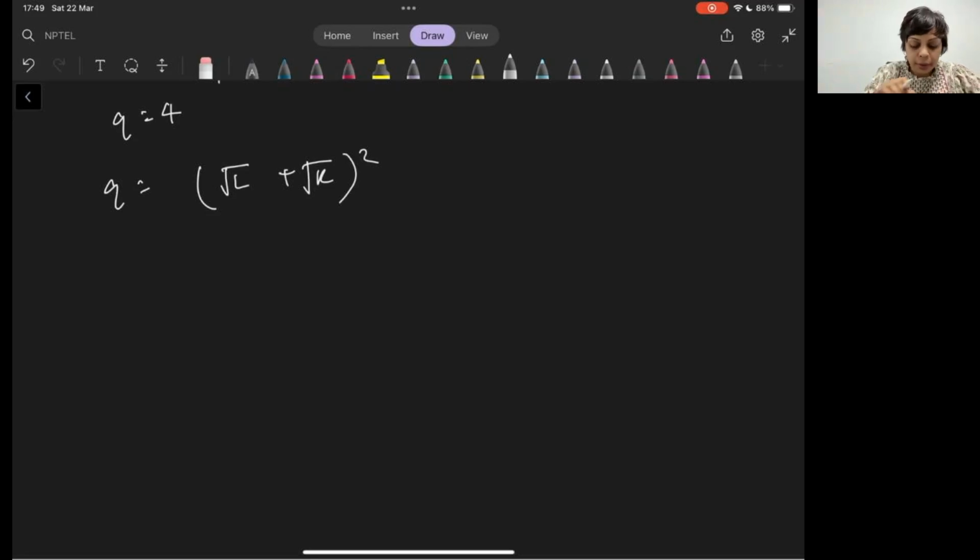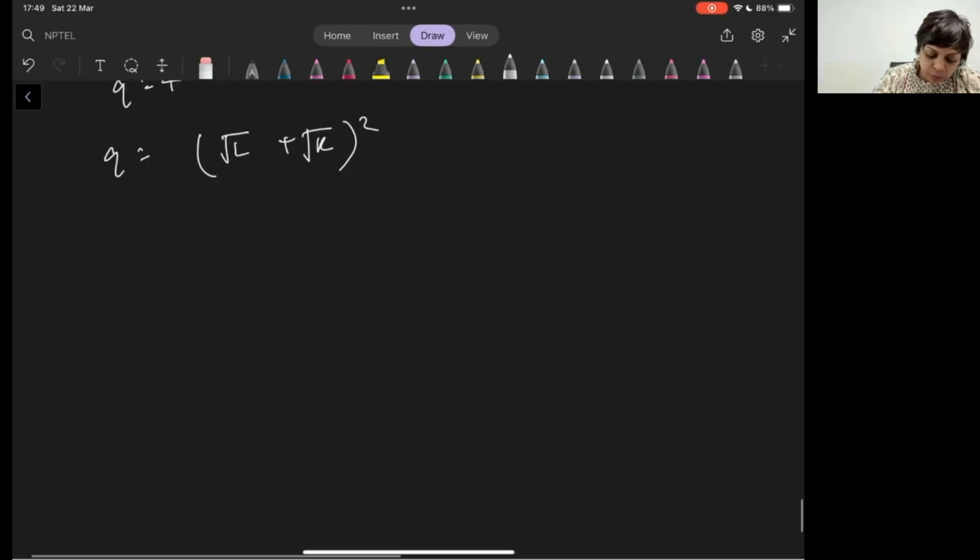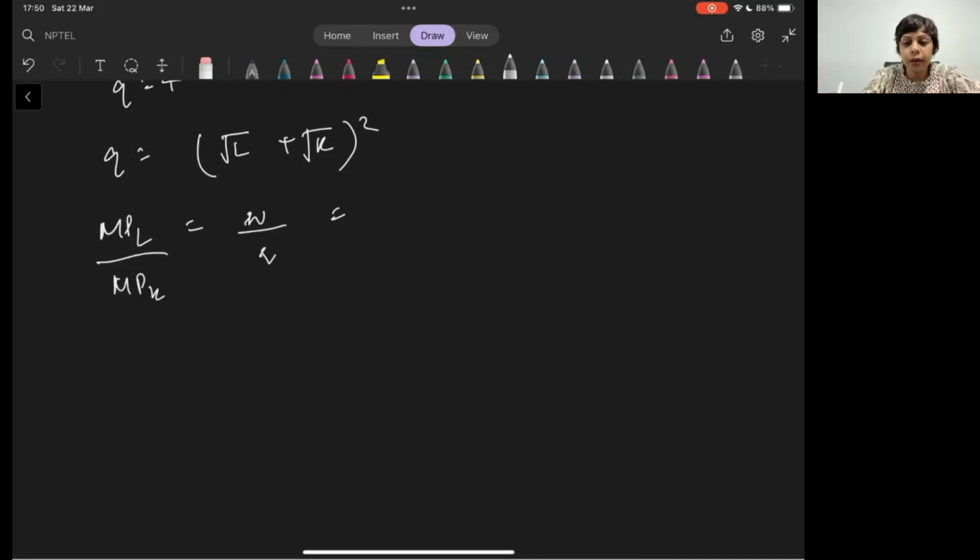Okay, all right, let me go ahead with this. For now, let's just do this the old-fashioned MPL, MPK way. So, just 1 minute. Let me open the question once again. So, MPL by MPK is equal to W by R. W and R is equal to 1 in our case. So this becomes very simple.